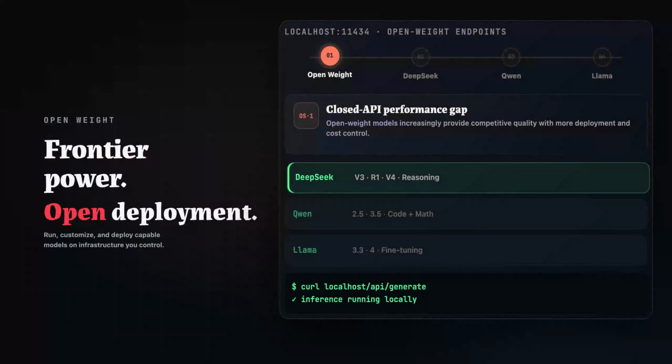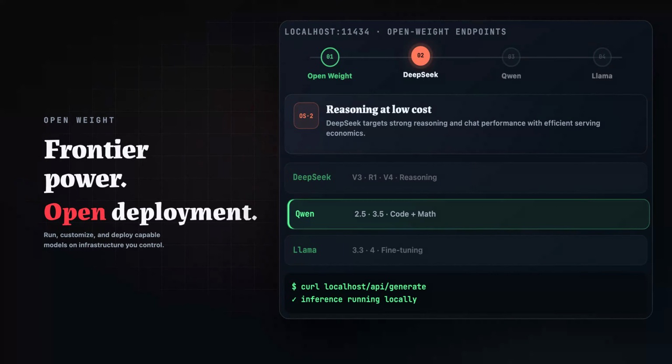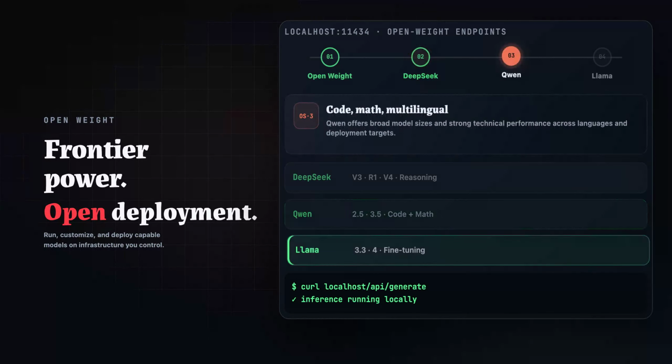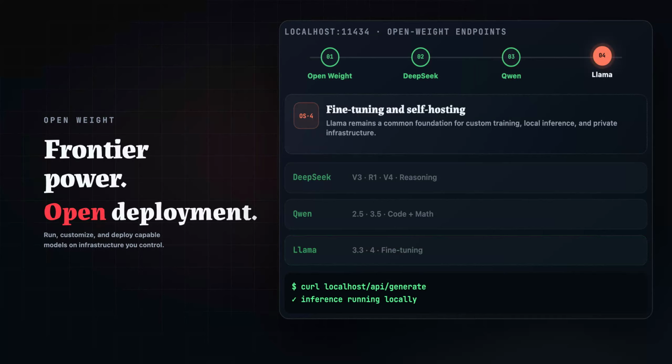In open-weight AI, top open-source models now match closed APIs at a fraction of the cost. DeepSeek V3, R1, and V4 deliver frontier-grade reasoning and chat at fraction of a cent rates. Qwen 2.5 and 3.5 from Alibaba offer exceptional coding, mathematical logic, and multilingual capability. And Llama 3.3 and 4 from Meta remain the standard for fine-tuning and self-hosted local deployments.